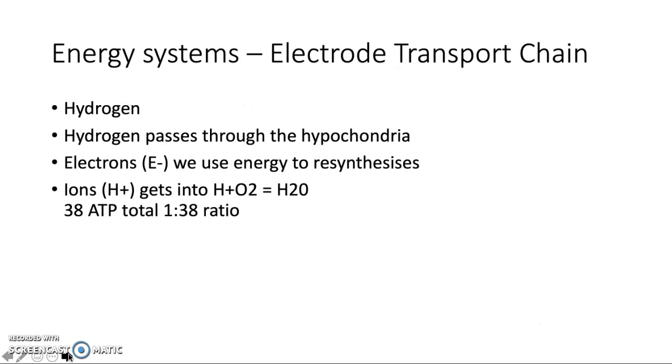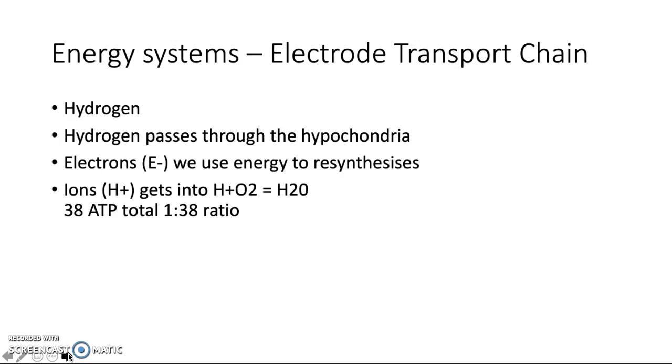Hydrogen is removed from the citric acid to make oxaloacetic acid. FAD plus NAD are hydrogen carriers, becoming FADH plus NADH when hydrogen is present. Then comes the electron transport chain, ETC. Hydrogen passes through the mitochondria.